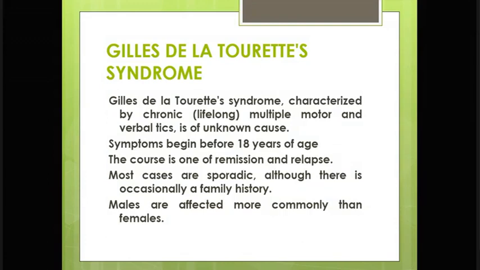Gilles de la Tourette syndrome is a syndrome characterized by chronic, lifelong, multiple motor and vocal tics of unknown cause. The symptoms begin before 18 years of age. The course is one of remission and relapse, with times of improvement and times it comes back. Most cases are sporadic, although there is occasionally a family history. Males are affected more commonly than females. In general, tics affect males more than females.